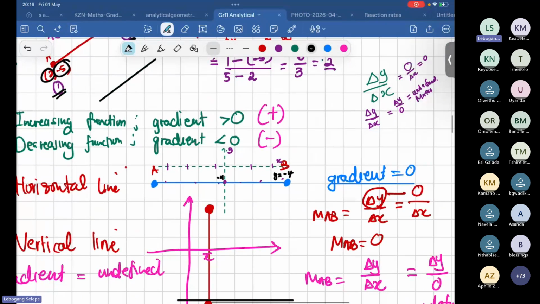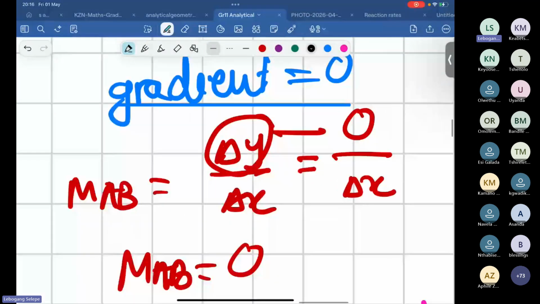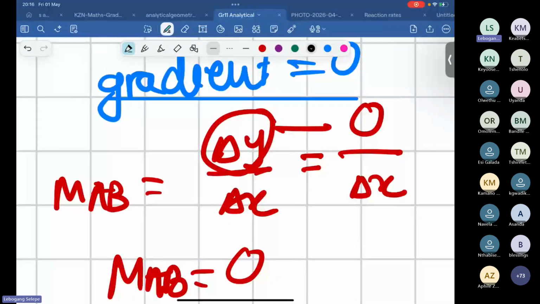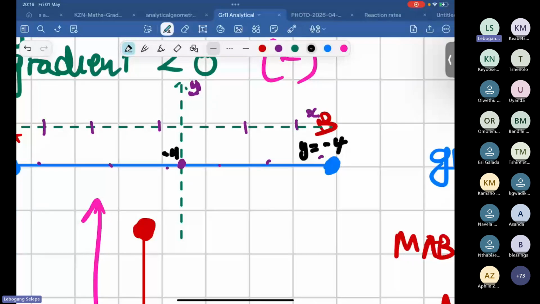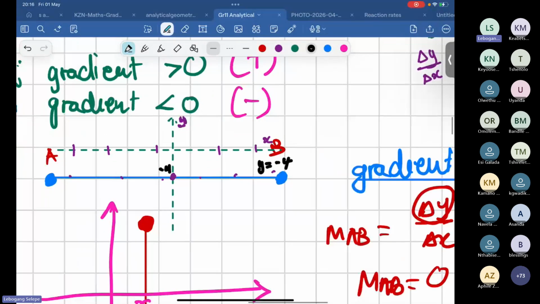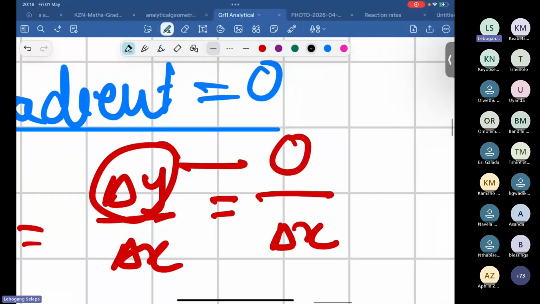Why? Remember when we defined gradient, we said gradient is the change in the y values divided by the change in the x values. So if the y values are not changing, just like in this case, when you look at a horizontal line, the y values are not changing, you're on the same y value, that automatically means that the change in y is going to be 0. We don't care at this point whether you have a change in x or not, because 0 divided by any number is always going to give you a 0.